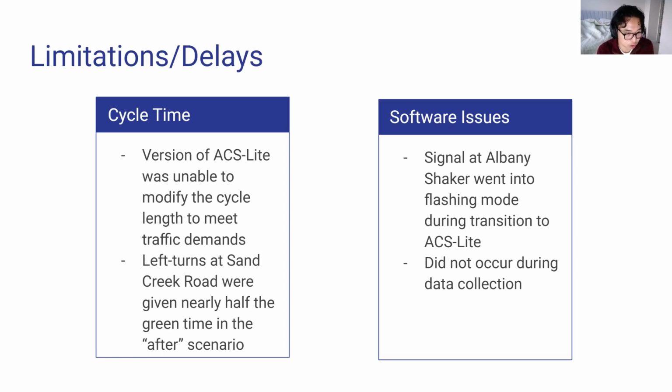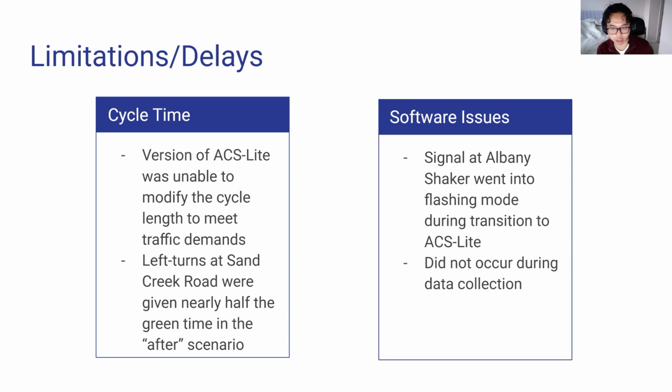But the version of ACS Lite that was used was actually unable to modify the cycle length to meet traffic demands. So this was at one of the intersections. It was Sand Creek Road, where the left turns were actually given half the green time in the after scenario compared to the before scenario. So as you can expect in the after scenario, the queues were much worse, and delays as well.